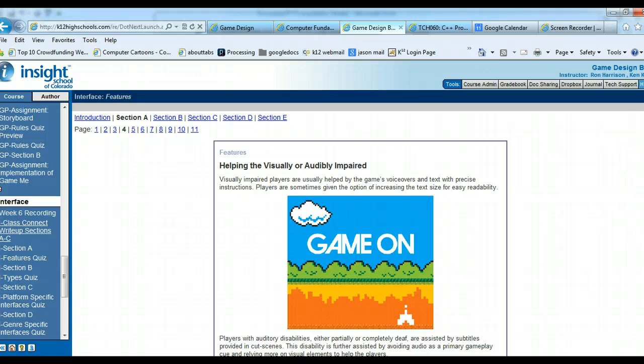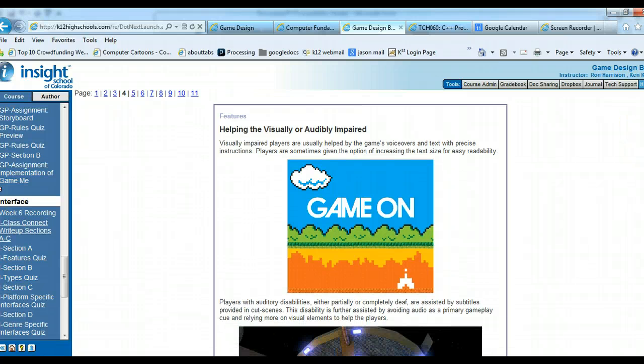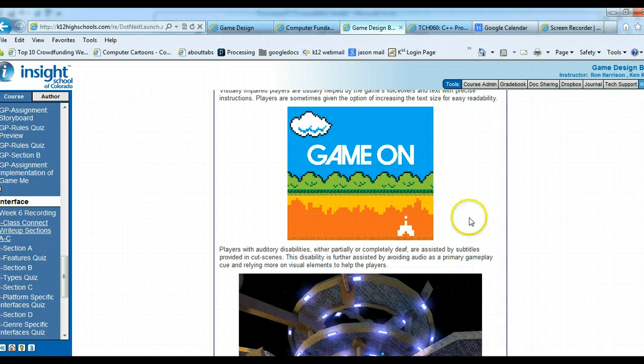Now, there are certain challenges that people have that game designers need to think about. Visually impaired people, people who can't see very well, a game could have voiceovers and it could have text with sound text with precise directions, or text could increase in size to make it more readable. So those are some things that could help people.